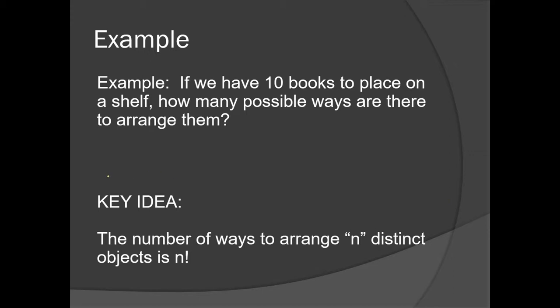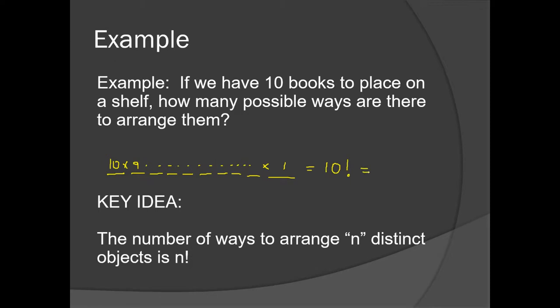Well, in our last lesson, we would have set up an FCP: 10, 9, 8, 7, 6, 5... You can see this is getting cumbersome already. You do 10 times 9 times 8, all the way down until there's one choice of book at the end. But we can move beyond that now, because we know that that calculation is equivalent to 10 factorial, which we can do quickly and efficiently on our calculators.